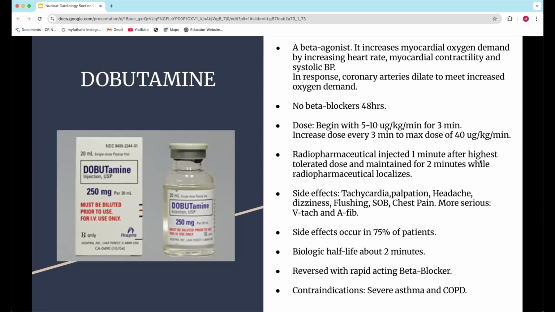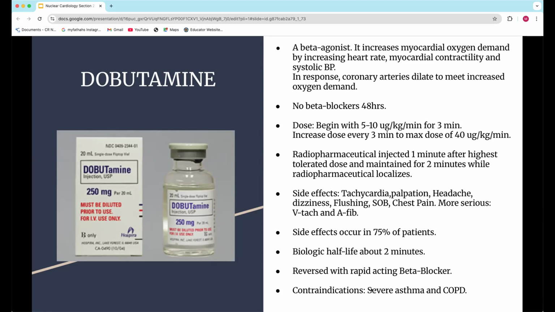You can see the side effect profile in terms of percentage here. Biologic half-life is about 2 minutes. It can be reversed with a rapid acting beta blocker. So that would be a beta blocker that's injected through the IV. Again, because they kind of have the opposite effect on each other.